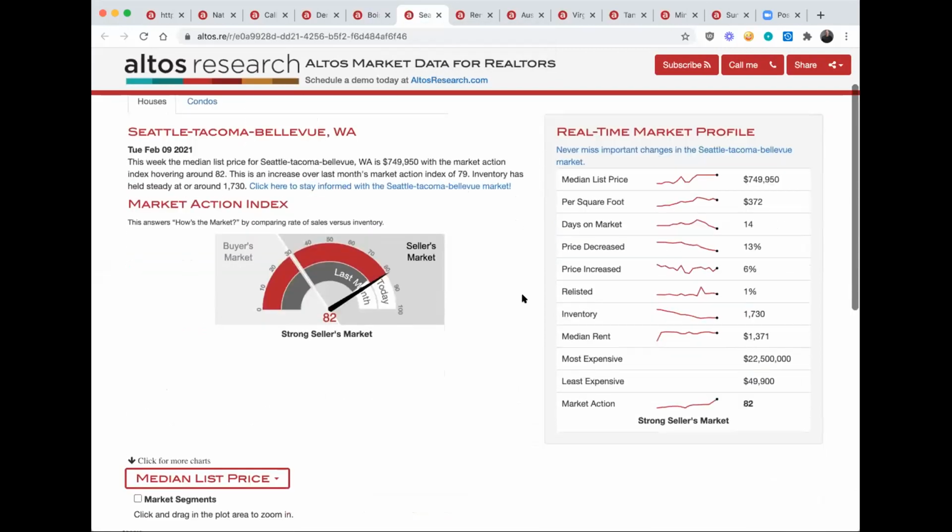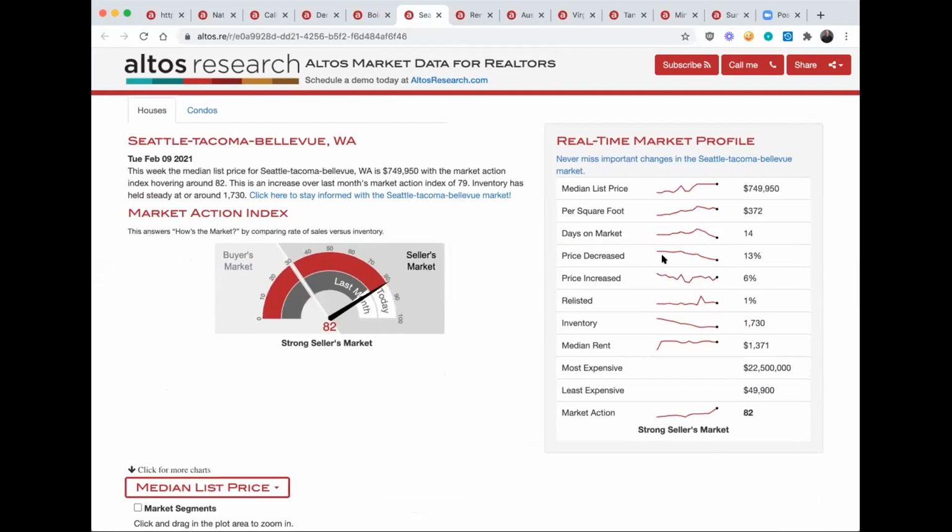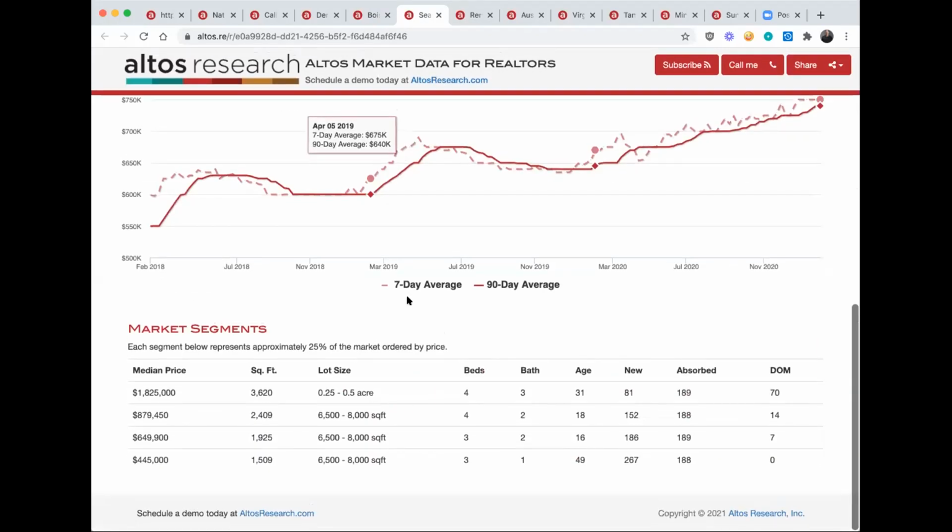In the Seattle area, price decreases are at 13%. Price increases are only 6%. So that's a little healthier mix to me. We're at an 82, strong sellers market. You can see anything under $1 million is still 14 days. So these are, again, like that close-in demand.